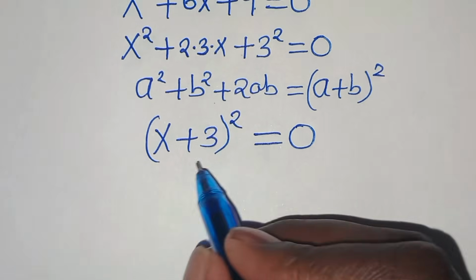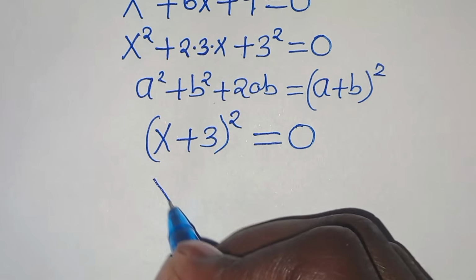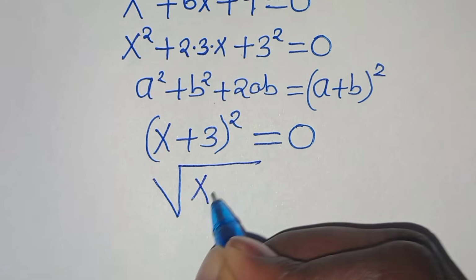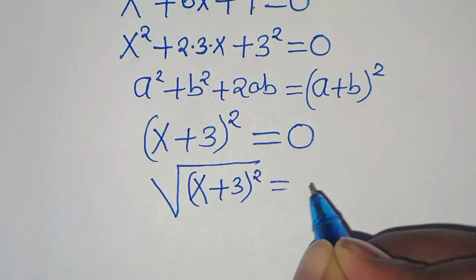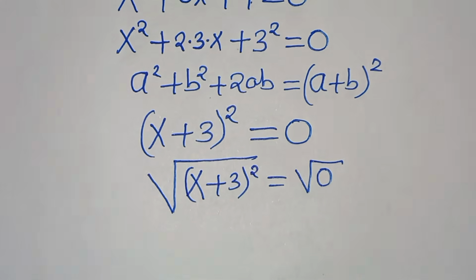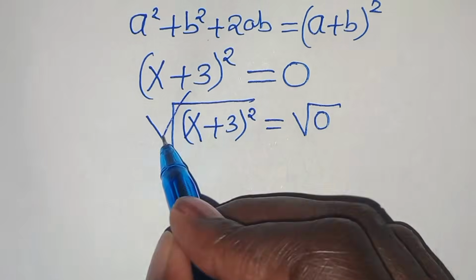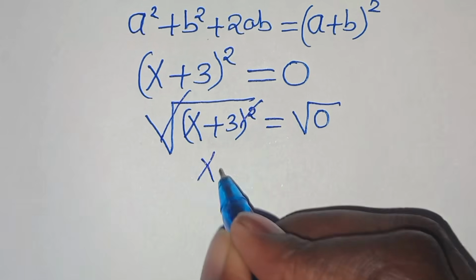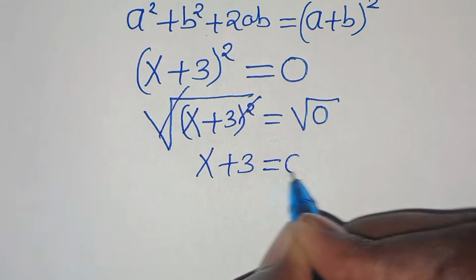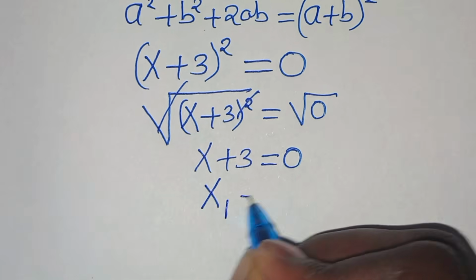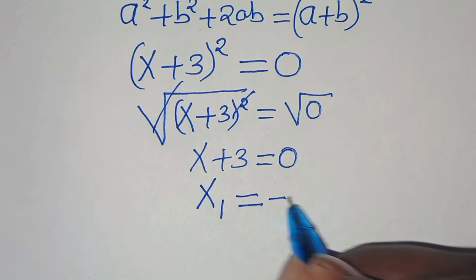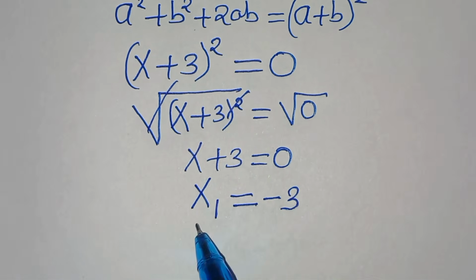So for x here, let's introduce a square root on both sides. Square root of x plus 3 to the power of 2 is equal to the square root of 0. Let's eliminate the square root sign here so that we have x plus 3 equal to 0. Now, to solve for x, x1 will be equal to minus 3. This is the value of x1.